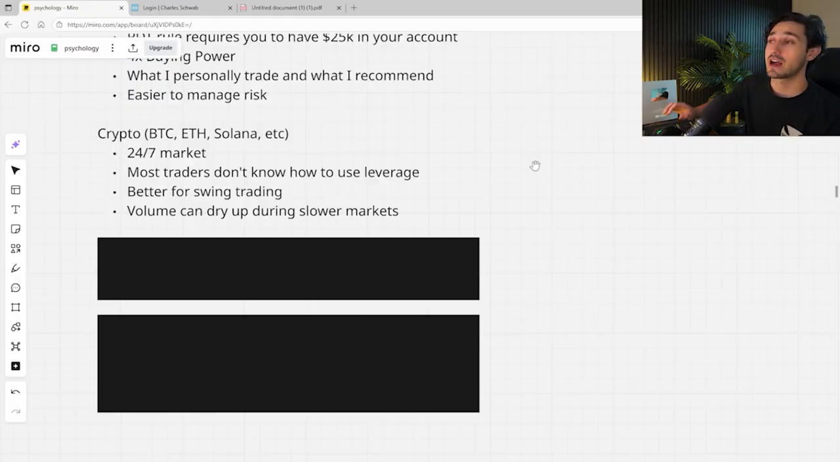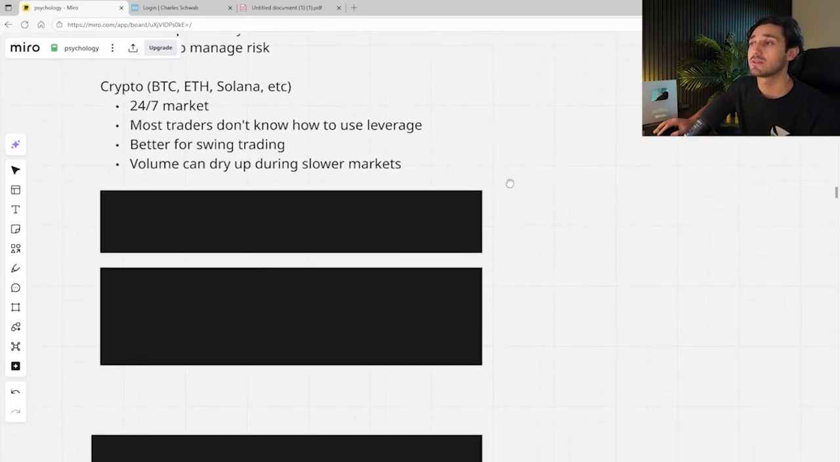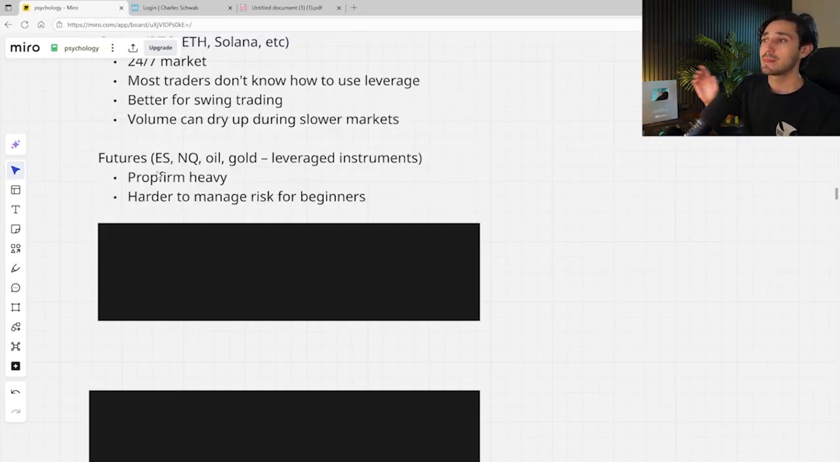I personally like day trading stocks, but I do invest in crypto. I'm a big, big believer in Bitcoin and Ethereum long term. Next, futures. I'll be honest with you guys, I don't have a lot of futures experience, but that's like trading NQ, ES, oil, gold, and other leveraged instruments. It's very prop firm heavy. A lot of people who trade futures use prop firms, which I'm also going to cover in this course. And I think trading futures, it's easier to scale your profits once you're really good at trading futures. However, there's a lot more of a learning curve to get started, because I think it's a lot harder to manage your risk with futures compared to day trading stocks.